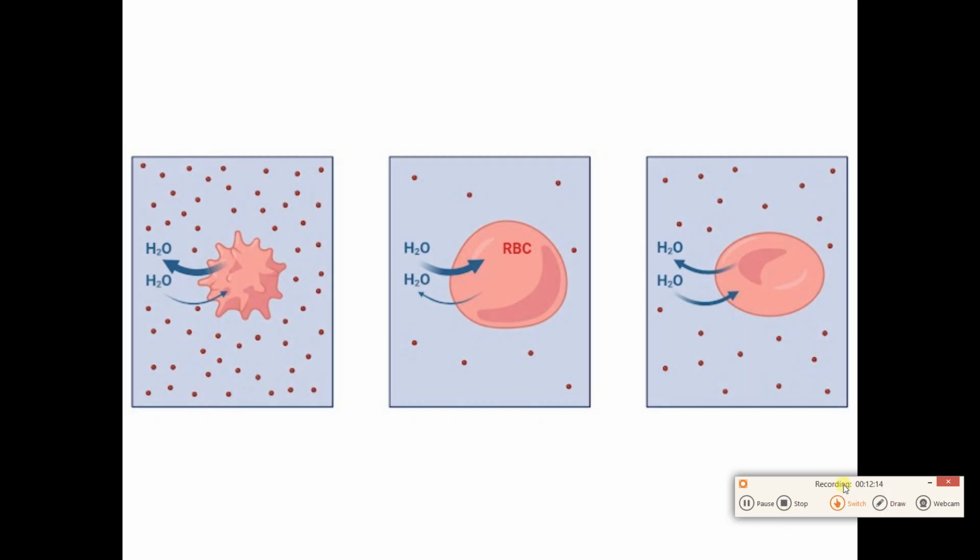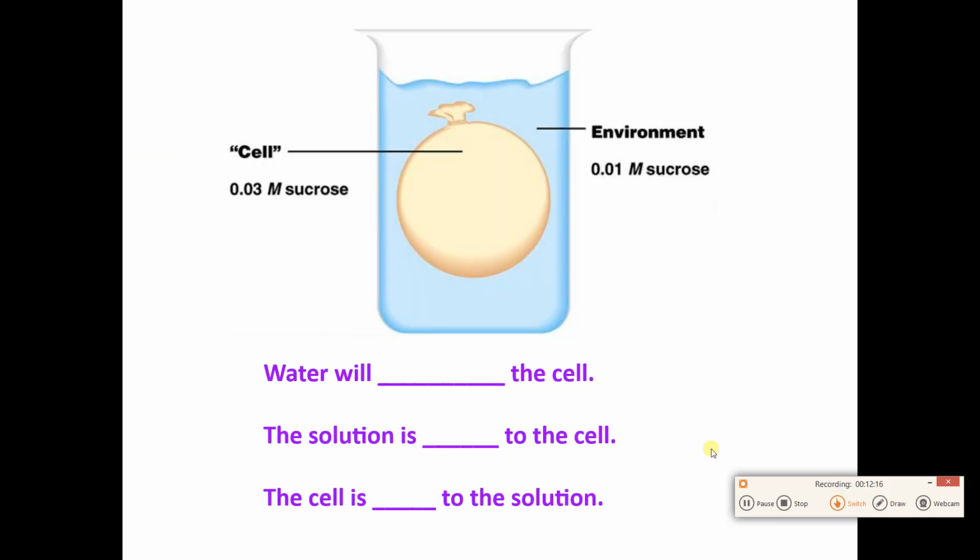All right, excellent. Got another one for you to do here. So I got a solution here. This little rubber bag represents a cell. There is sugar water in this solution, 0.01 molar sucrose solution. Inside the cell, the concentration of sugar is higher. It's 0.03 molar.